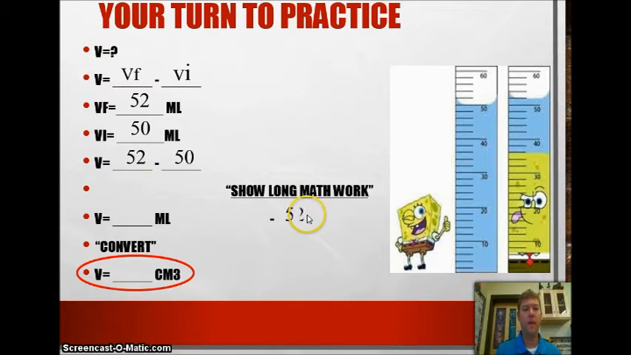Now show your long math work. So take 52 minus 50 and you're going to get 2 and then put V equals 2 milliliters. That tells me how much the water level went up, but I don't want to know what the water level was. I want to know what his volume is, the object. That's where I convert it to centimeters cubed. Why? Because centimeters cubed is what we use for the volume of solid objects. So of course your answer would be V equals 2 centimeters cubed. Circle the final answer so I know what to grade.